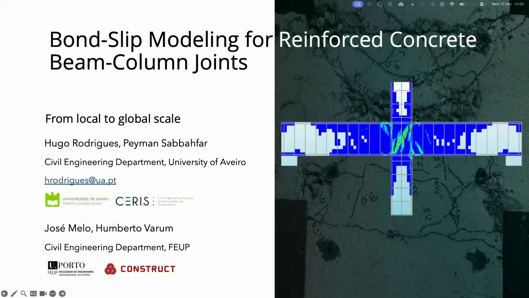Today, our guest, Hugo Rodriguez, is going to discuss the role of the bond slip mechanism in the seismic performance of existing reinforced concrete structures built with plain reinforcement bars.